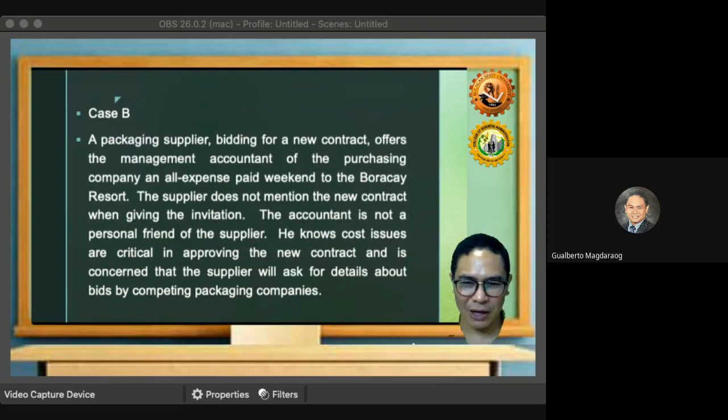Okay, I think sa book, the author mentioned that you may accept provided it is approved by your superior and it undergoes the process of evaluation whether it is acceptable or not. So kung meron namang ganun and the company allows it, as long as sumunod dun sa protocol, okay, but as much as possible para iwas na lang sa issue, do not accept it para objective pa rin yung decision mo.